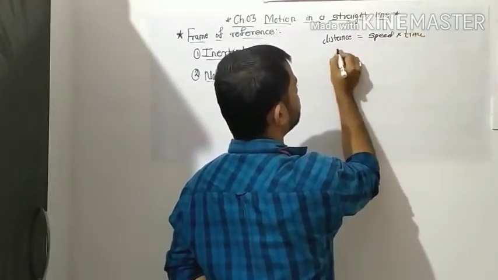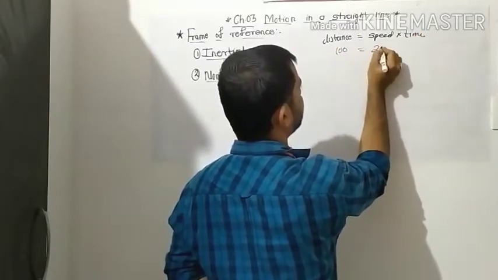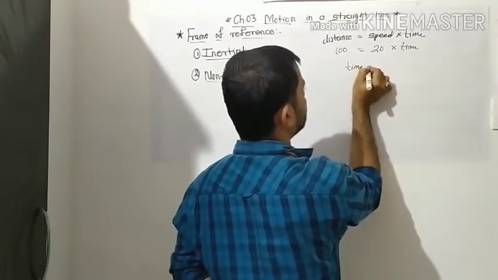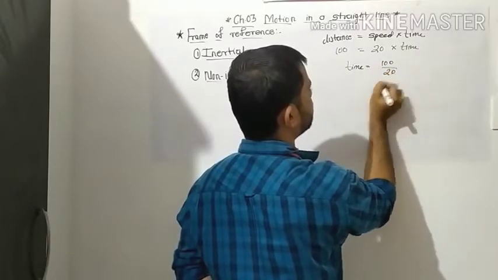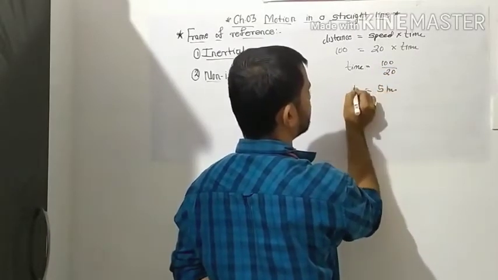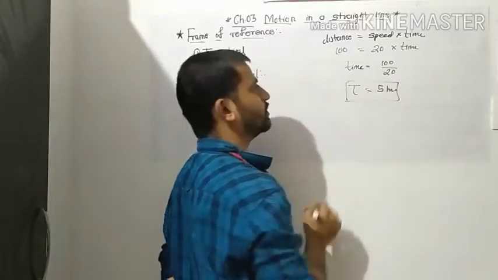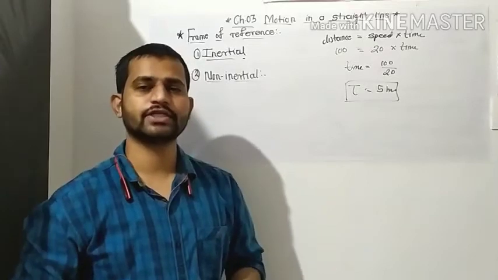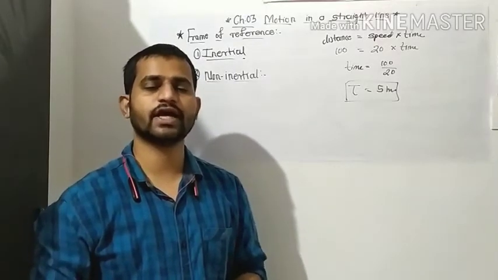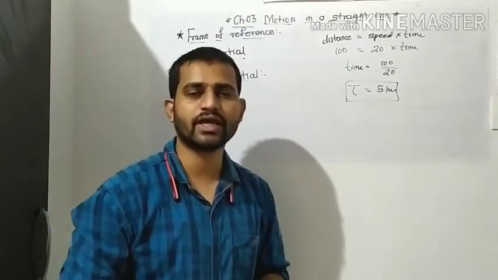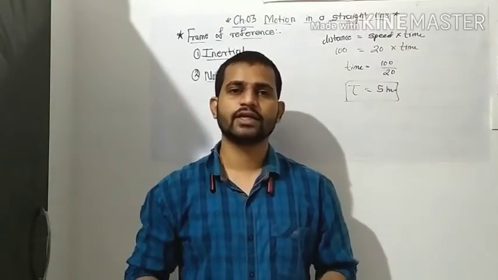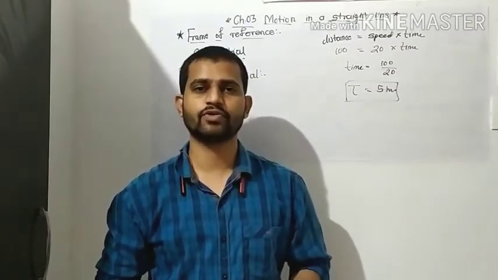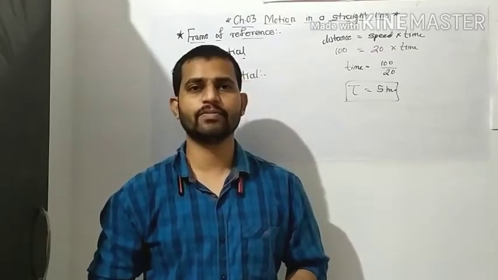How much is the distance we have to cover? 100 km. What is the speed? 20 km per hour. You can calculate the time as 100 upon 20, so it will be 5 hours. How can we come to know this? Because we have some formulas in physics, and if all the formulas are applicable for the motion of the object, then that motion of an object comes under the inertial frame of reference.